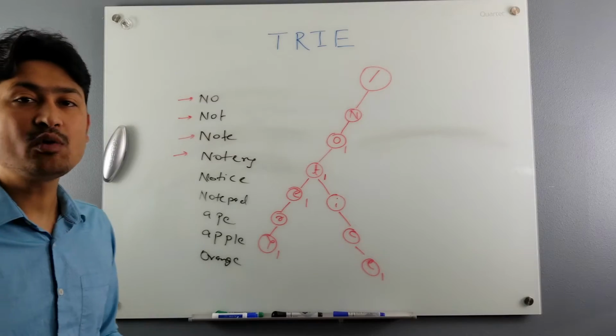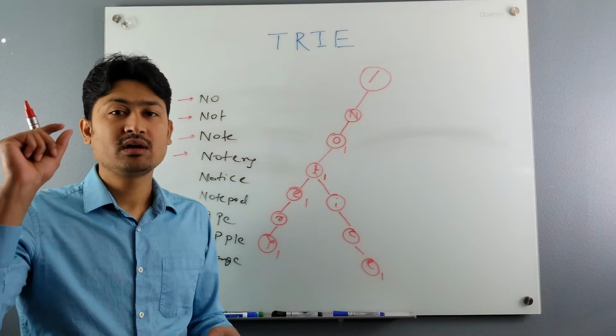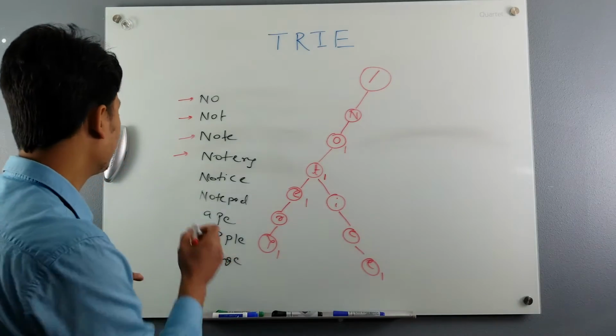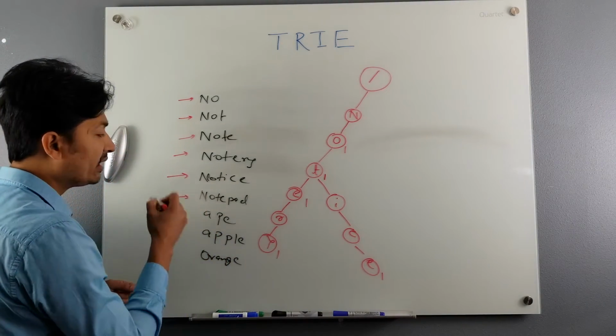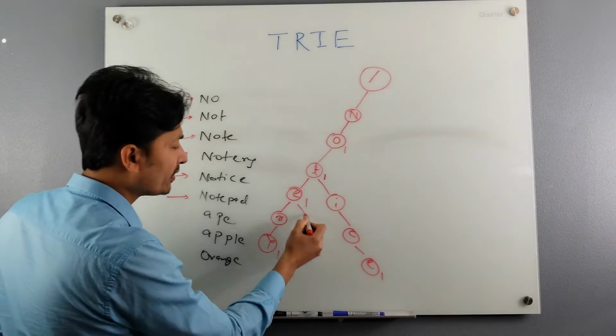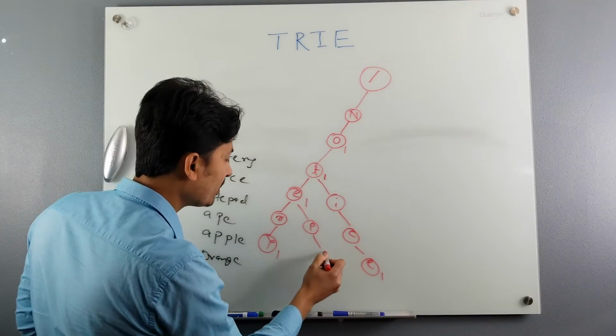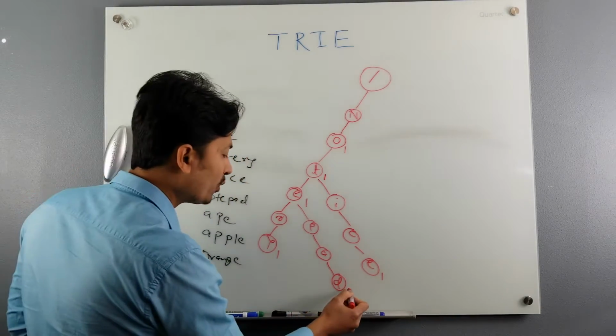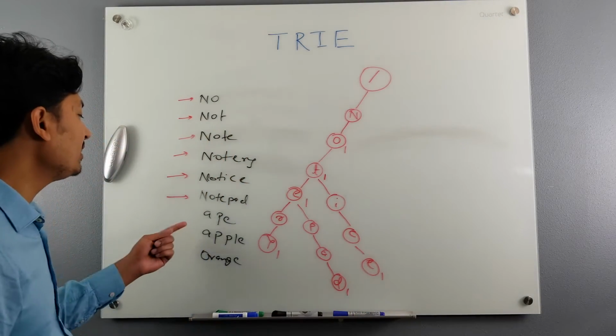So incrementing count is a label to identify that it's a word. Then you come to the next word, which is notepad. So you already have note. Here you will create another set of children, which is notepad. Then there is ape.